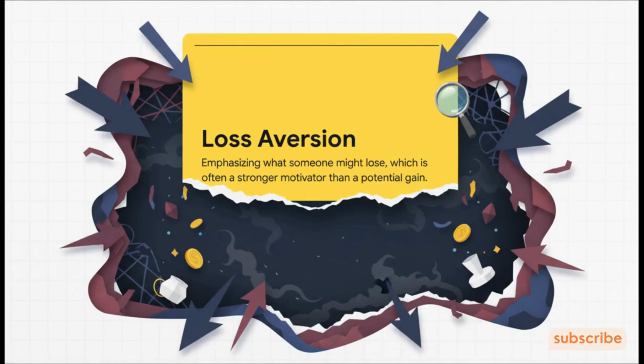Loss aversion. This is a seriously powerful psychological trigger. The source really hammers this home. We are fundamentally more motivated to avoid losing something than we are to gain something of equal value. That fear of loss is just a much bigger driver of our behavior.